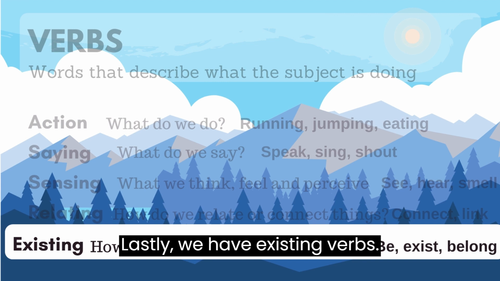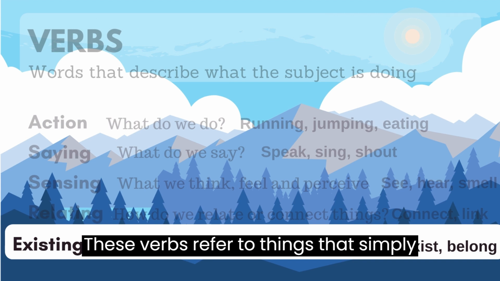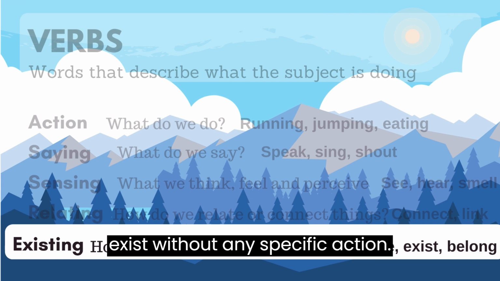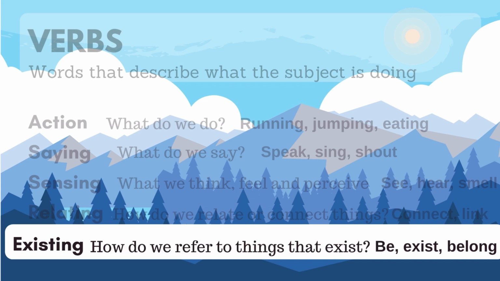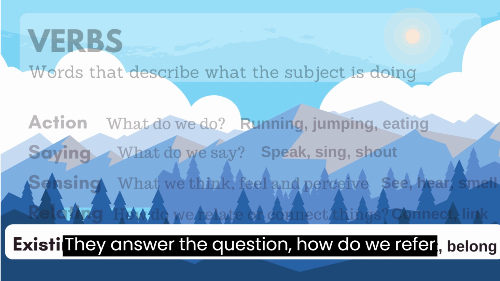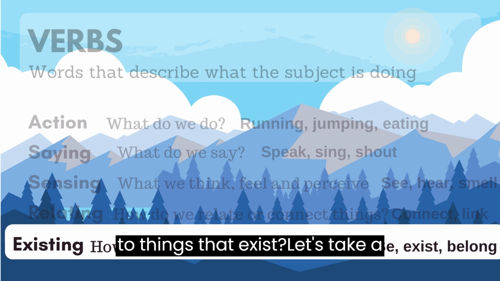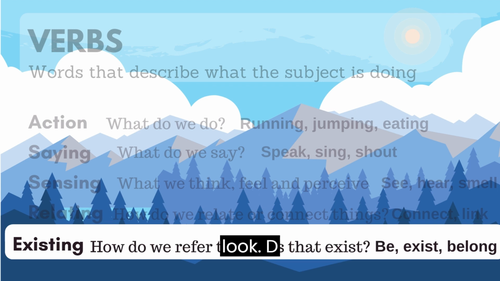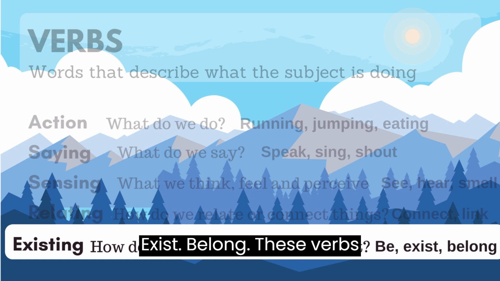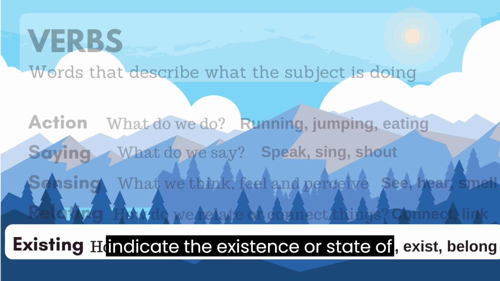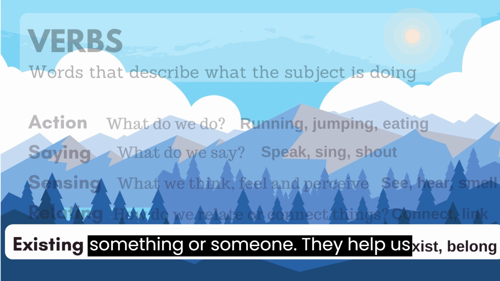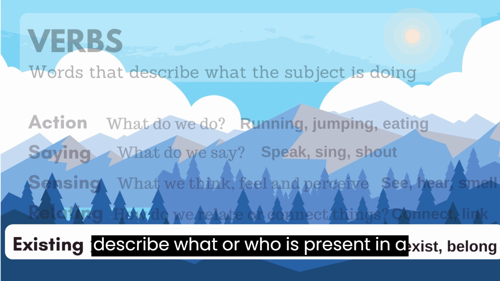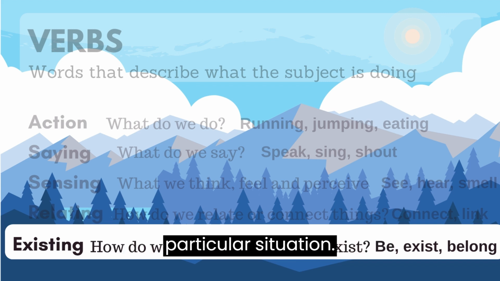Lastly, we have existing verbs. These verbs refer to things that simply exist without any specific action. They answer the question, how do we refer to things that exist? Let's take a look. Be, exist, belong. These verbs indicate the existence or state of something or someone. They help us describe what or who is present in a particular situation.